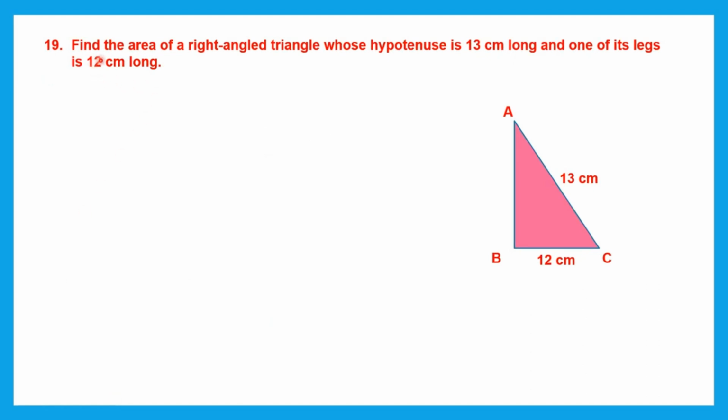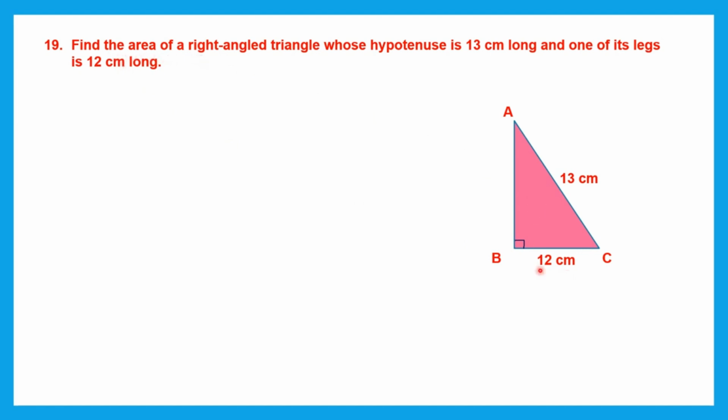Question 19. Find the area of a right angle triangle whose hypotenuse is 13 centimeters long and one of its legs is 12 centimeters long. So this is a right angle triangle. We have the 90-degree here and we have the hypotenuse here. I hope all of you remember what the hypotenuse is. It is the side that is opposite the right angle. So the measurement of the hypotenuse is given and the measurement of one of its legs is given, but we are asked to find the area.